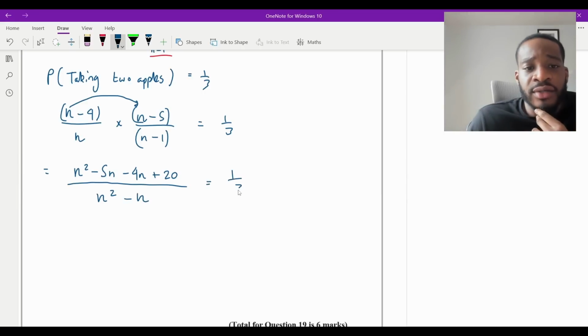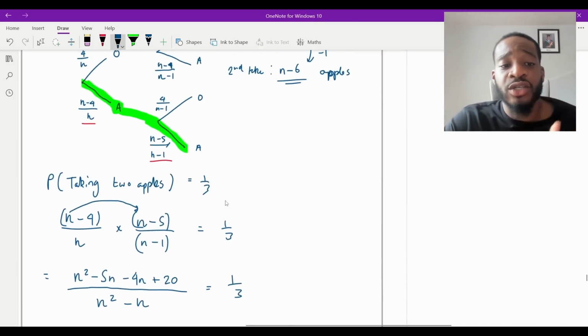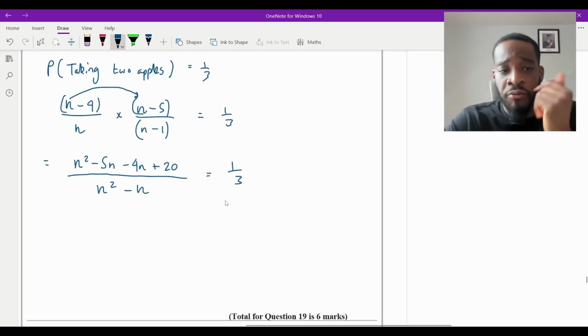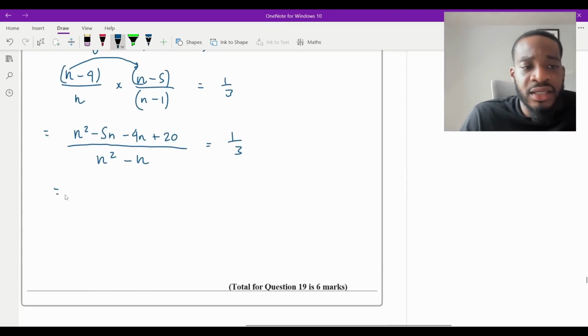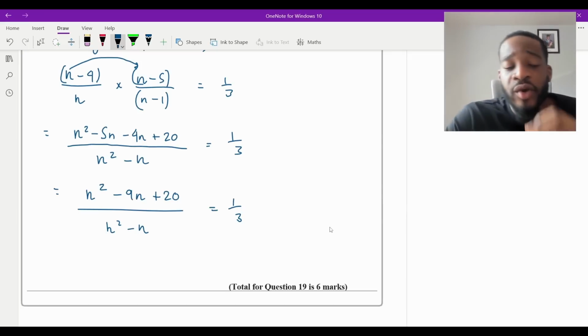And this is equal to a third, right? Now, this is good because we formed an equation, right? Which is what we had to do. Now we just have to figure out what n is. So now I can simplify the numerator a bit. So n squared minus 5 minus 4 is minus 9. So it'll be minus 9n plus 20 over n squared take n. And then that will equal a third. Okay, so now I'm here. You're dealing with an algebraic fraction, guys.